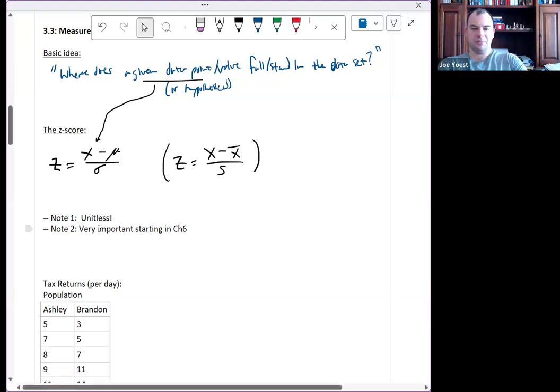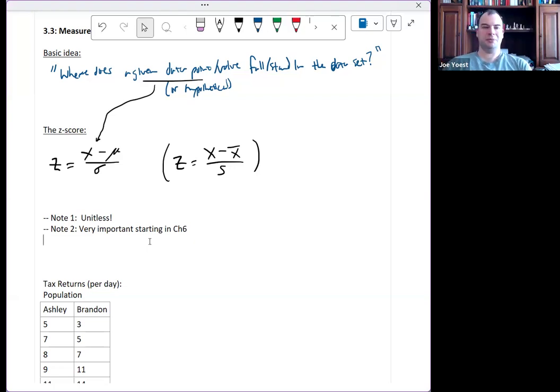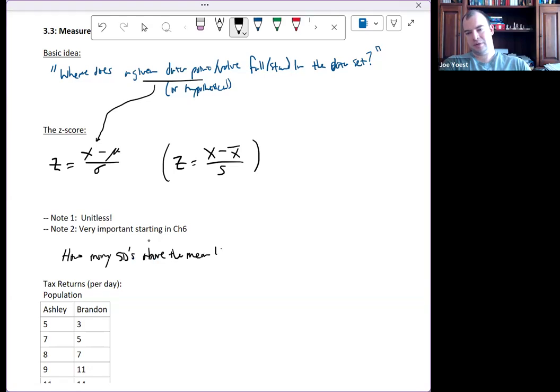A second note is it might seem kind of minor importance in chapter 3, but actually starting in chapter 6, for most of the rest of the course, just about every problem is going to use the z-score or maybe some close variant of it. So the z-score is almost ubiquitous in the material from chapter 6 through the end of the course. So this is actually much more important than it at first looks like it is. And what is the z-score saying? It's saying how many standard deviations above the mean is x.